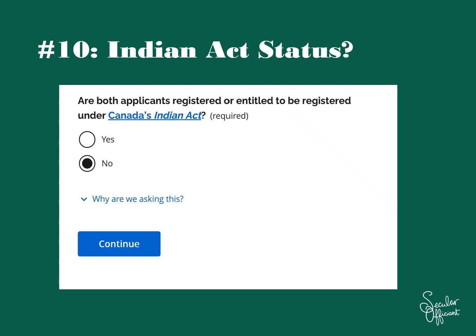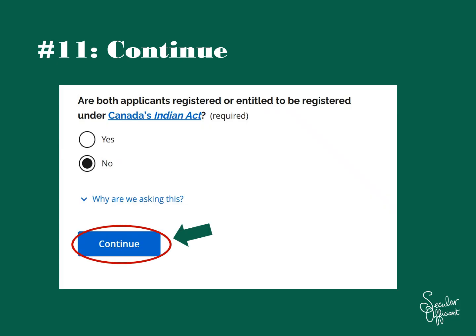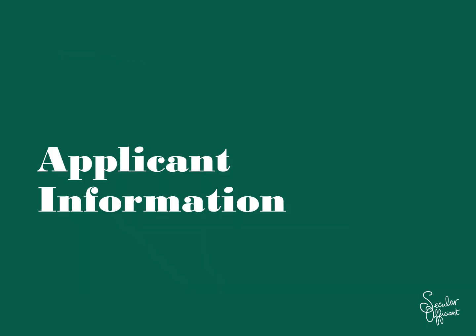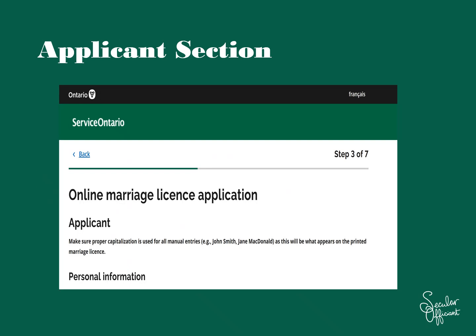Step 10 is indicating if you or your partner has status under Canada's Indian Act. The majority of people applying will select No. Step 11 is clicking on the Continue button to move to the next section. Applicant Information. Section 3 of the ServiceOntario application is Applicant Information.